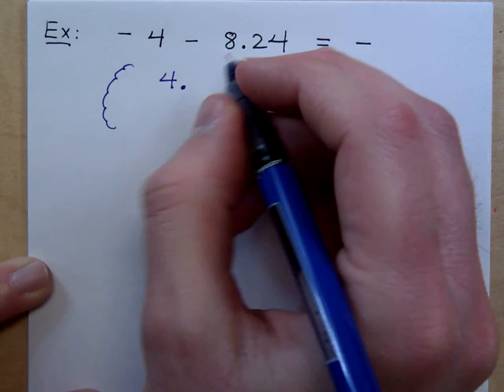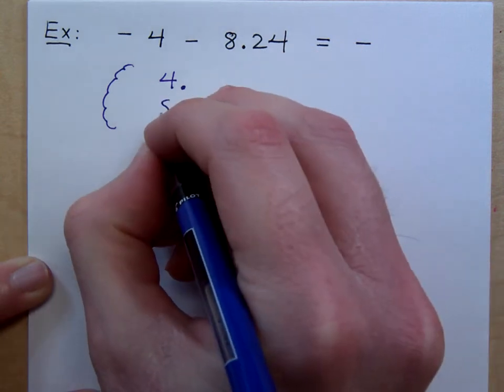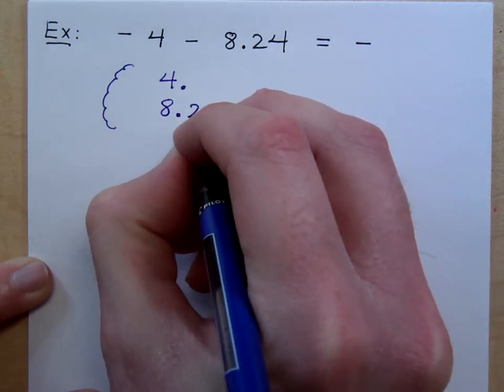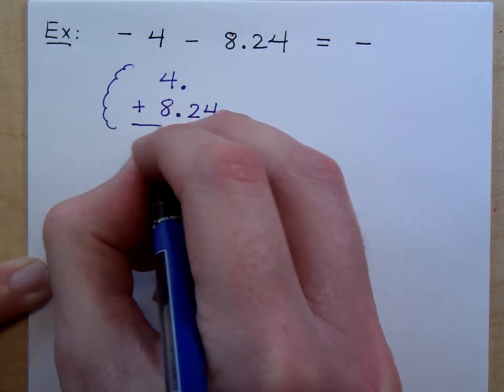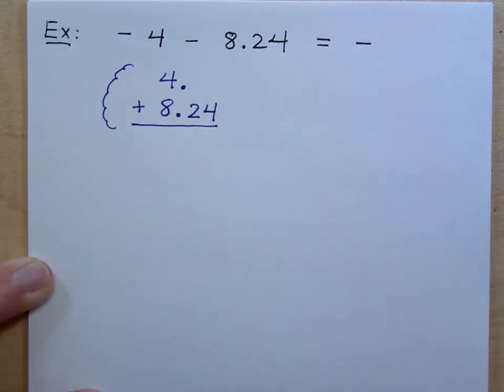So I've got 4 plus 8.24. Remember that you have to line up the decimals. If you don't, you end up with an answer that looks stupid.